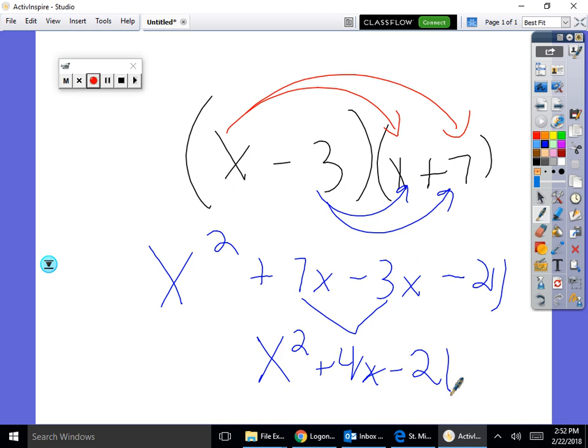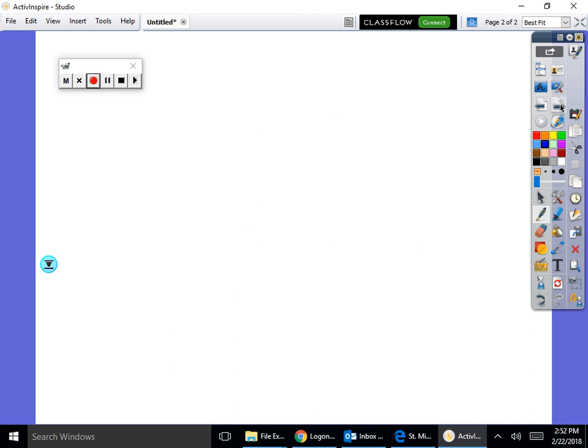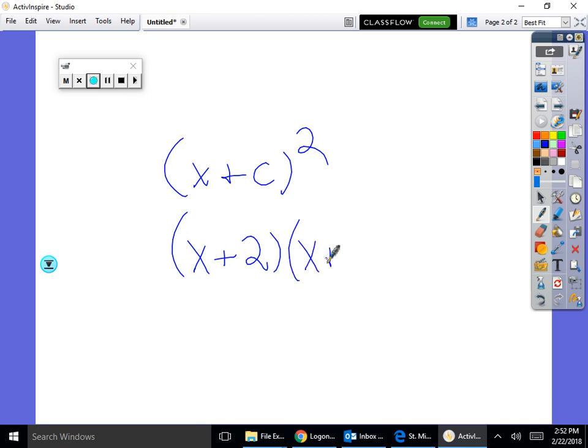All right, number 4. I got the signal, so I'm going on. All right, (x plus c) squared. This does not mean square the first term, square the second. It means the whole parenthesis squared. So don't be lazy. Write it out. It means 2 of these parentheses.